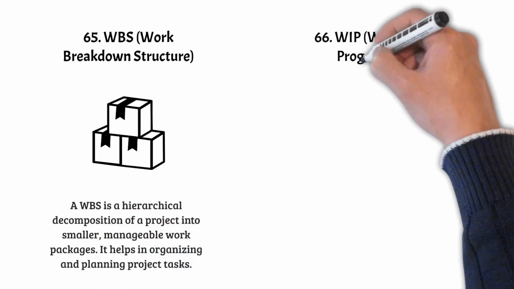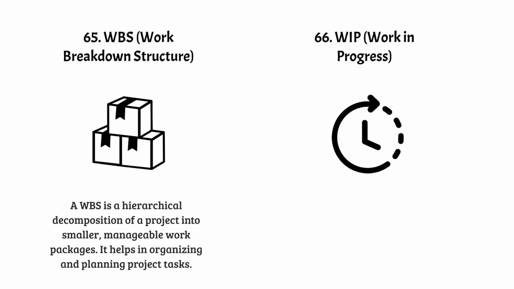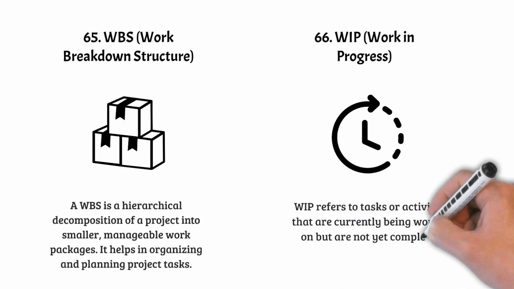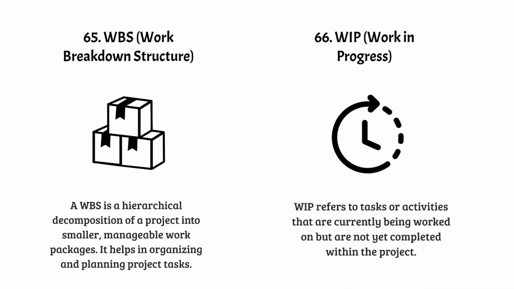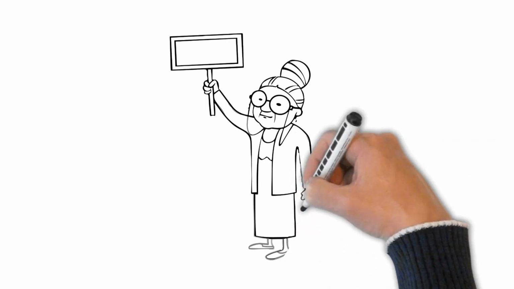66. WIP, Work in Progress. WIP refers to tasks or activities that are currently being worked on but are not yet completed within the project. Voila! 66 project acronyms and buzzwords demystified.